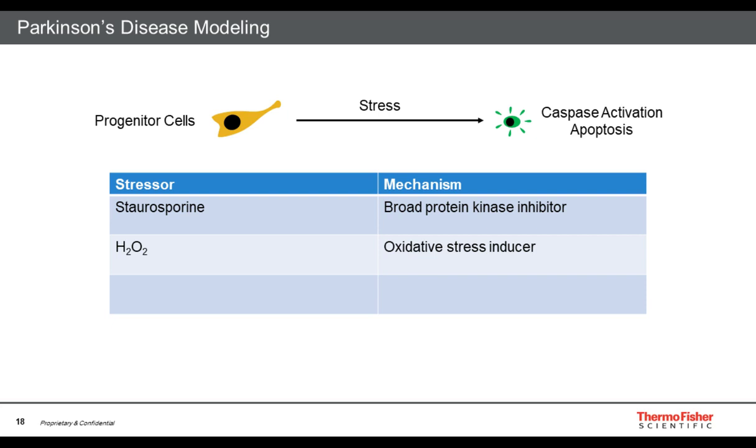First, we can test for a phenotype of these mutations in the iPSC lines themselves. Numerous compounds will increase stress and trigger apoptosis in iPSC or progenitor cells. Two that are very commonly used are staurosporin, a broad-range protein kinase inhibitor, and hydrogen peroxide, which induces oxidative stress. We use staurosporin to test for the phenotype of the alpha-synuclein mutation in the iPSC line, as I'll show you in a moment.